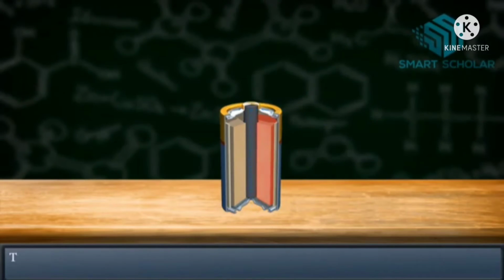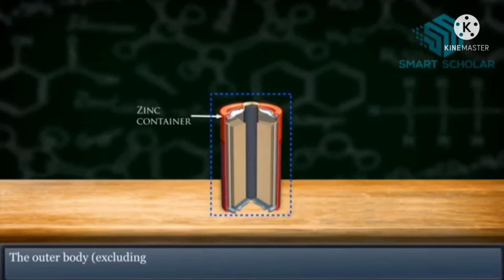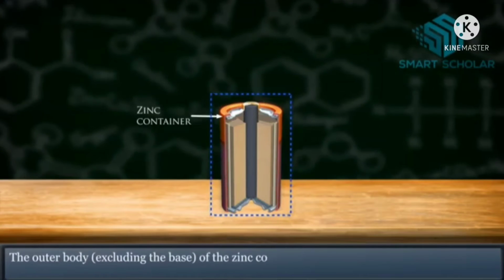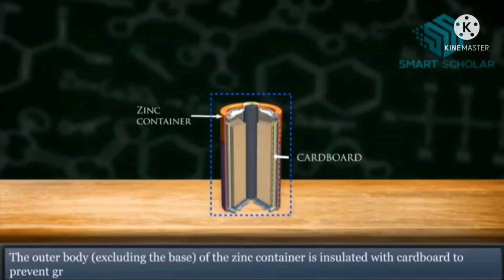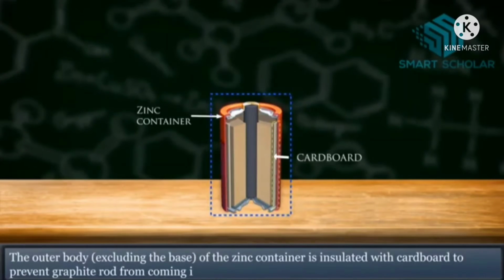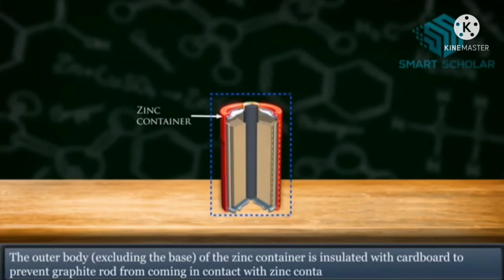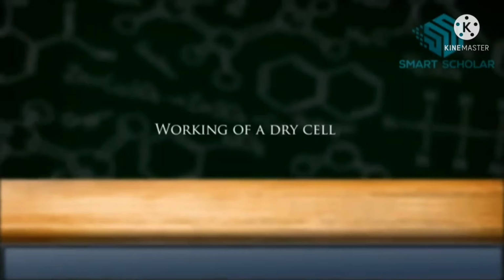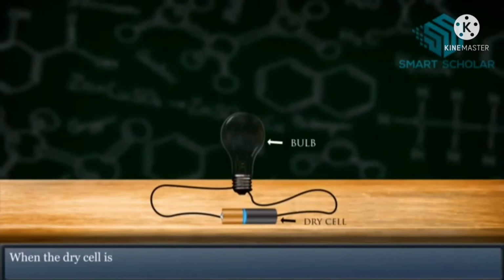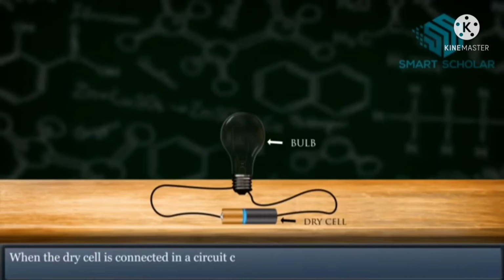The electrolyte is used as a moist paste. The outer body, excluding the base of the zinc container, is insulated with cardboard to prevent the graphite rod from coming in contact with the zinc container. So now we are going to understand about the working.